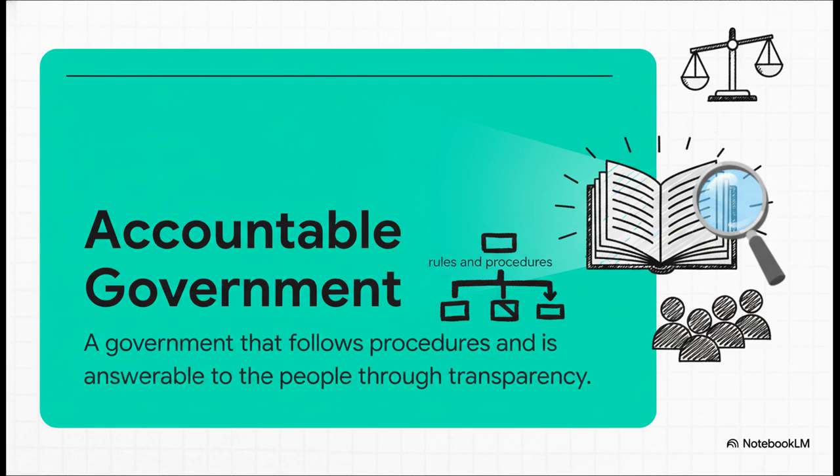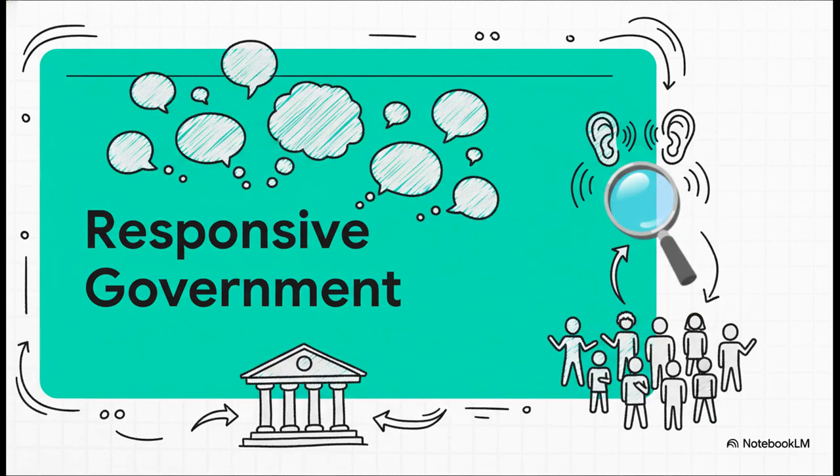First, what is an accountable government? Well, simply put, it's a government that is answerable to you, the citizens. It has to follow proper rules and procedures. It can't just do whatever it wants. And most importantly, it gives us transparency. Transparency means we have the right to examine how decisions are made. Nothing should be secret.